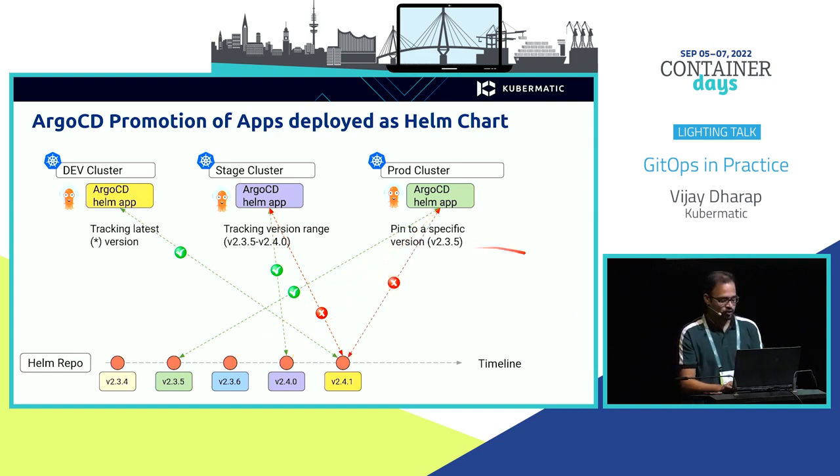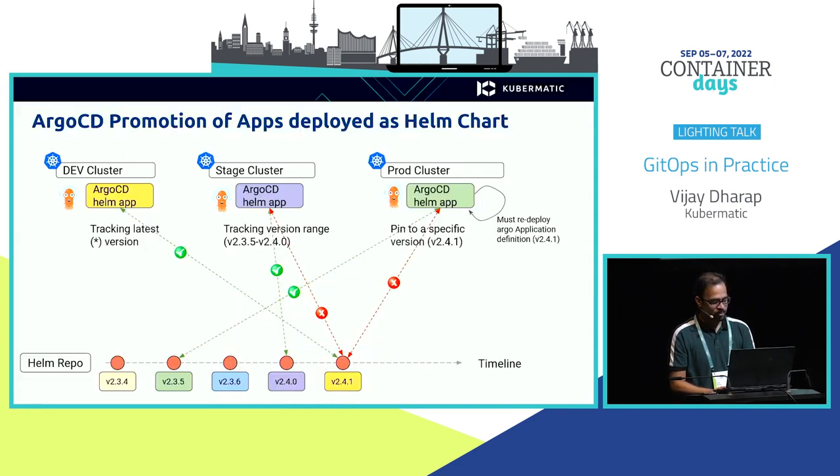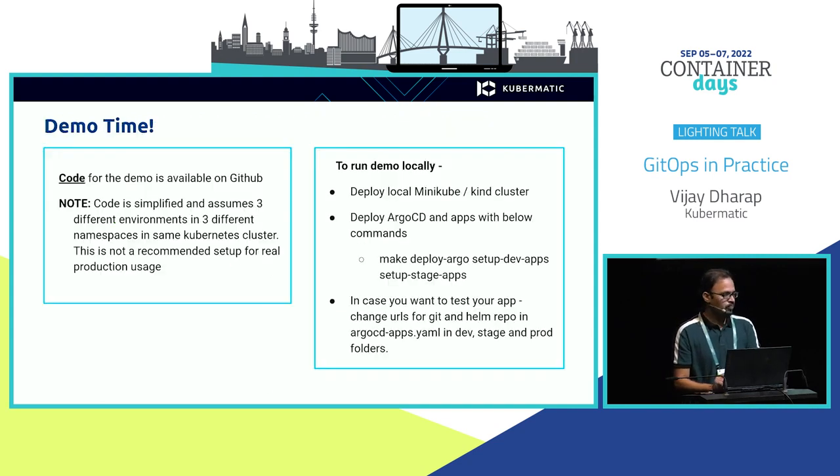Now, if you want to actually deploy 2.4.1 in production, similar to Git, you change the application definition, the ArgoCD application definition, and you change the target revision to 2.4.1. And then once you do that, it will get deployed and the application becomes healthy. And this is what I want to also show you now in the demo.